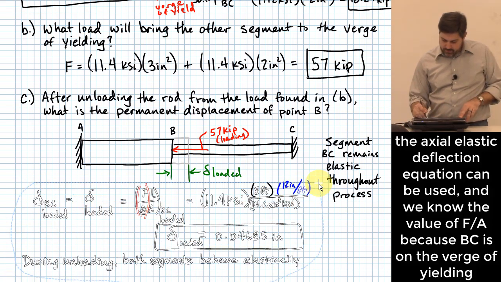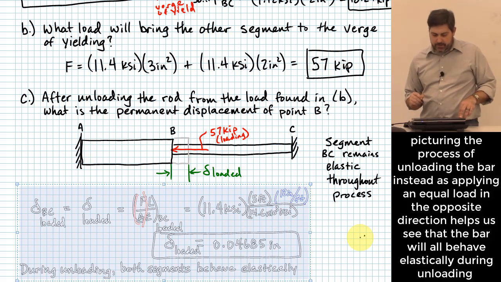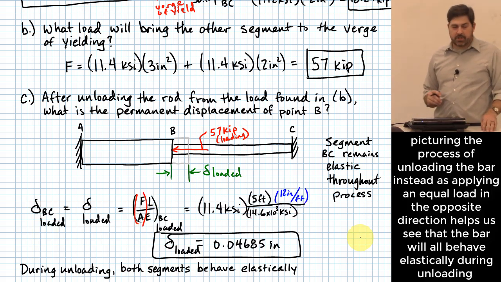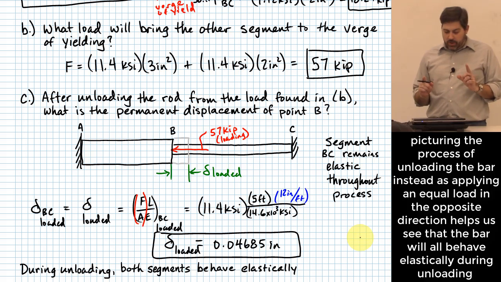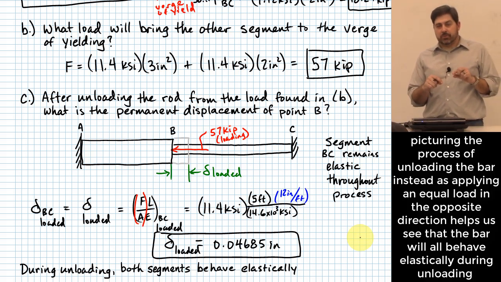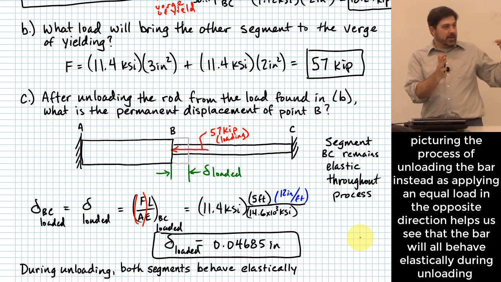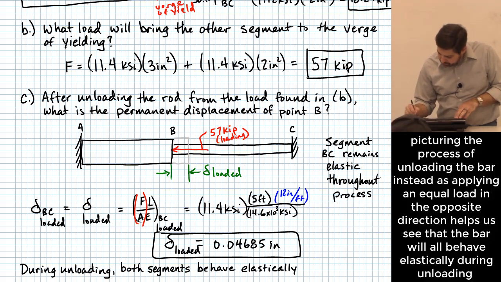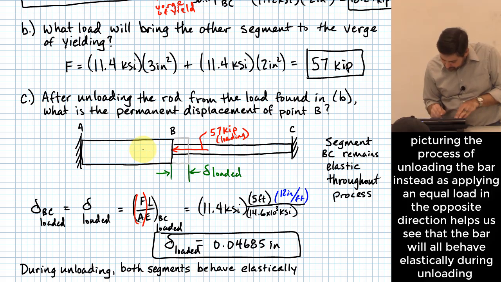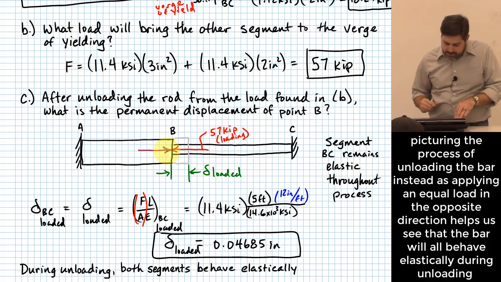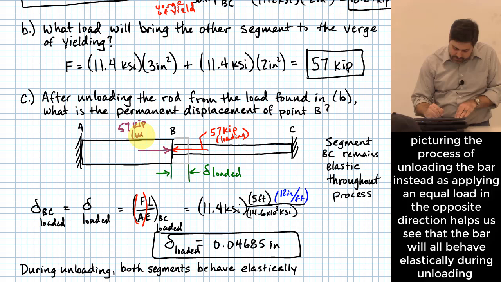Okay, now, we just had a little discussion a second ago about when we unload these bars and we're dealing with plastic deformation. A better way of thinking about it, rather than just thinking about taking the load off, is to actually leave the load on and apply an equal amount of load in the same place in the opposite direction, okay? So let me do that here. Let me grab another color. Let's say I put another load here of 57 kips, and this is for unloading, okay?